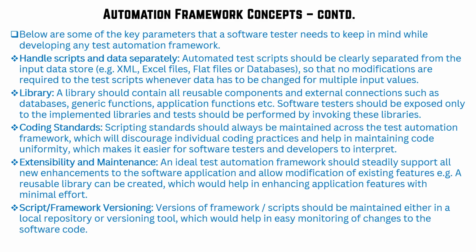Extensibility and maintenance. An ideal test automation framework should steadily support all new enhancements to the software application and allow modification of existing features. For example, a reusable library can be created, which would help in enhancing application features with minimal effort. Why? Because suppose today you are creating maybe 100 test cases. Tomorrow your scope might increase to 200, 300, 500 test cases. So you should accommodate all the new things in your existing framework.